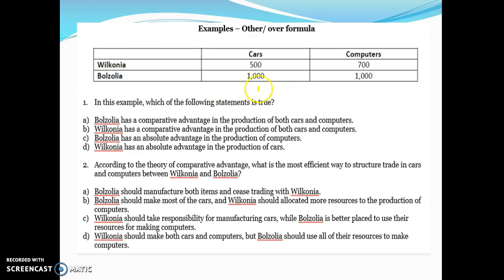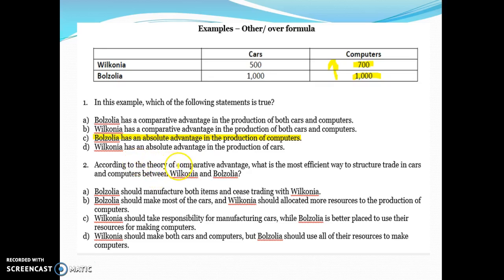Which of the following statements is true? Bolzolio has an absolute advantage in the production of computers. Because he's more efficient, he can produce 1,000 computers a day. Wilconio can only produce 700. Bolzolio is the more efficient country.